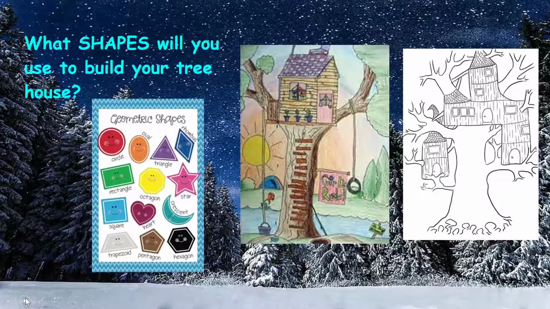So we'll be thinking about shapes as we start. What kinds of shapes will you use to build your tree house? Think about geometric shapes like rectangles, squares, triangles, circles, ovals, trapezoids, all those shapes that people use to build with. Can you see what geometric shapes these two pictures have in them? I see lots of rectangles, triangles, and squares.